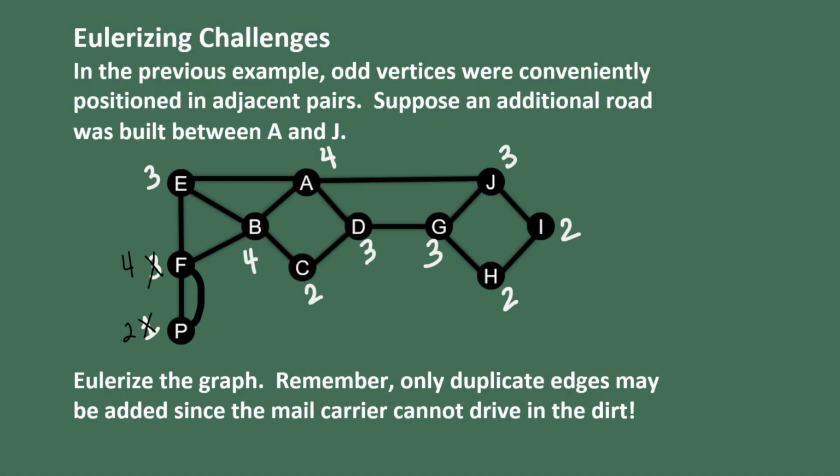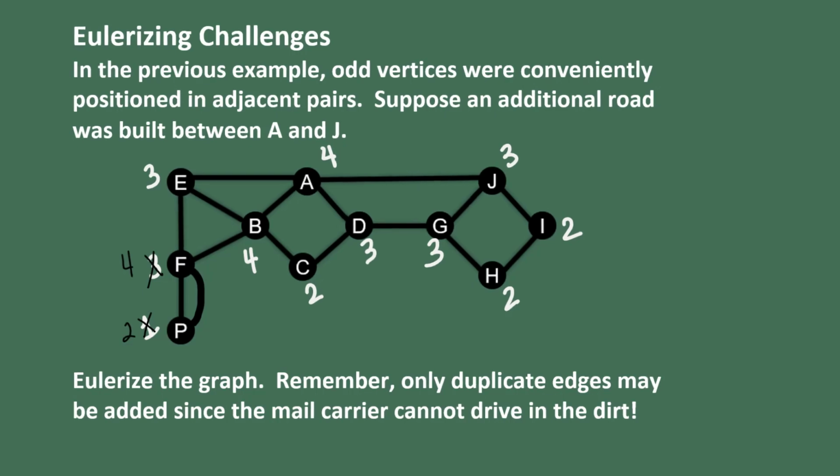But what can we do about vertex E? Vertex E is degree 3, but it's not adjacent to another odd vertex. Why can't we just connect vertex E to vertex D and make those two adjacent? That would imply our mail carrier is driving through everybody's backyard, right? So they're going off-roading. The mail carrier has to stick to the existing roads. The duplication of the edges is just to show that's where we have to backtrack.